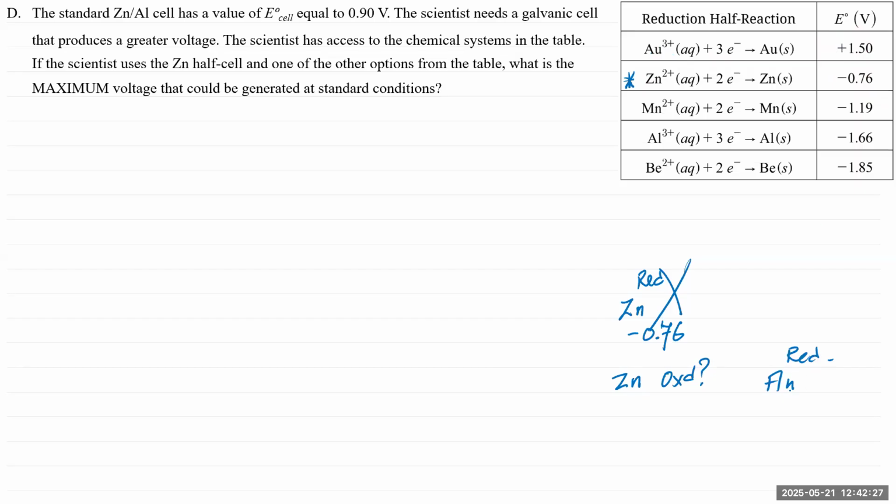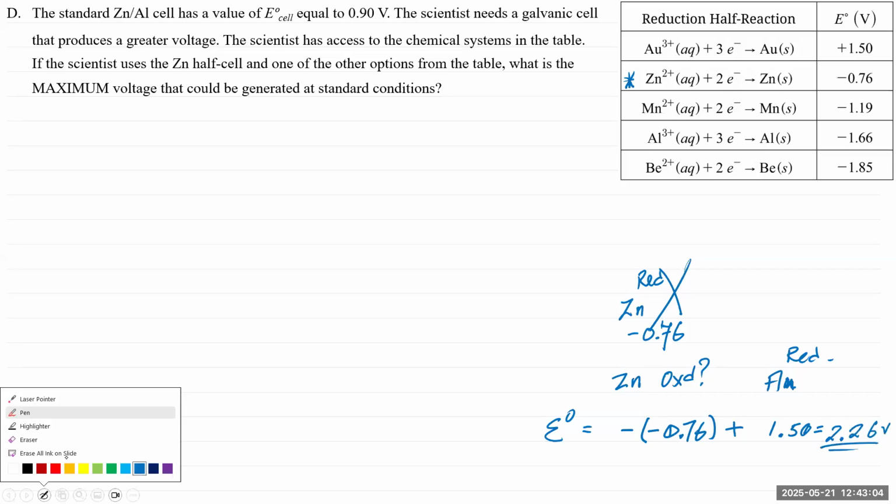So in that case, what's going to happen? Gold, that's Au, is going to keep its half cell potential. And zinc is going to have to reverse its cell potential. In the end, the total cell potential is the sum of these two, right? So if you do that, you end up with 2.26 volts.